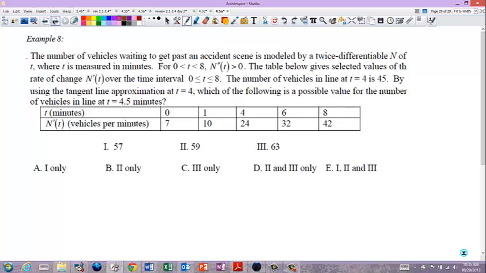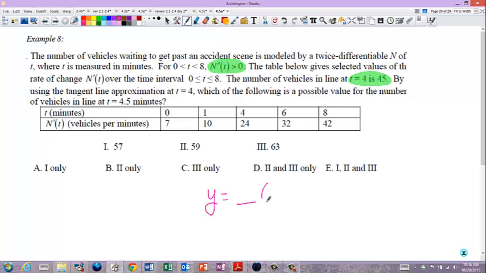And last one, example 8. It says the number of vehicles waiting to get past an accident scene is modeled by twice differentiable N of t, where t is measured in minutes for 0 to 8. The second derivative is greater than 0. I'm figuring that's probably going to be important in a minute. The table below gives selected values of the rate of change, N prime of t, over the interval 0 to 8. The number of vehicles in line at t equals 4 is 45. By using the tangent line approximation at t equals 4, which of the following is a possible value for the number of vehicles in line at t equals 4.5?